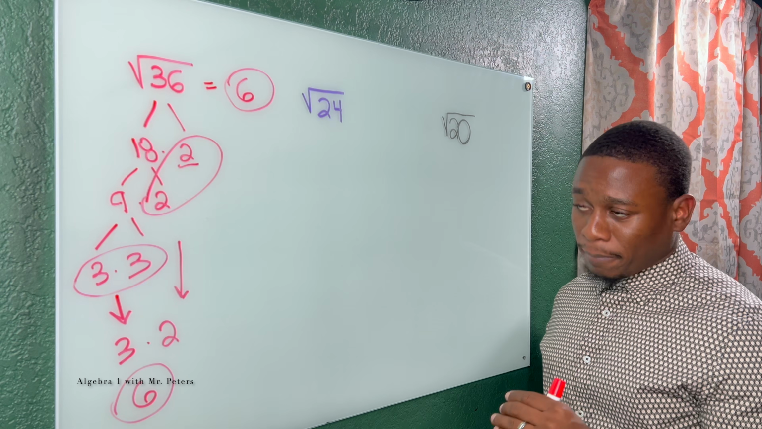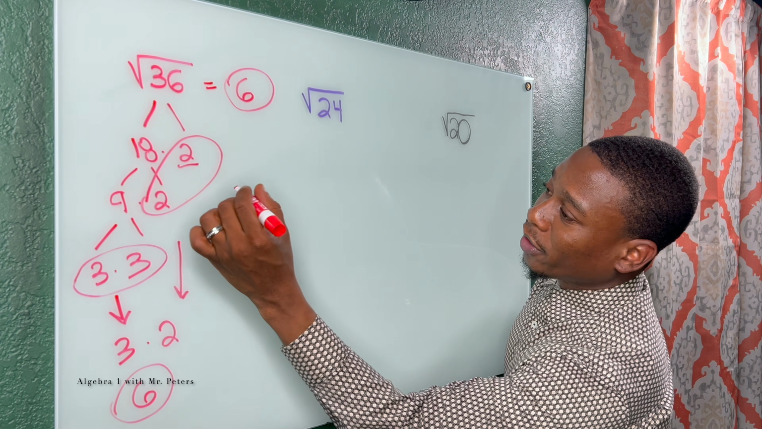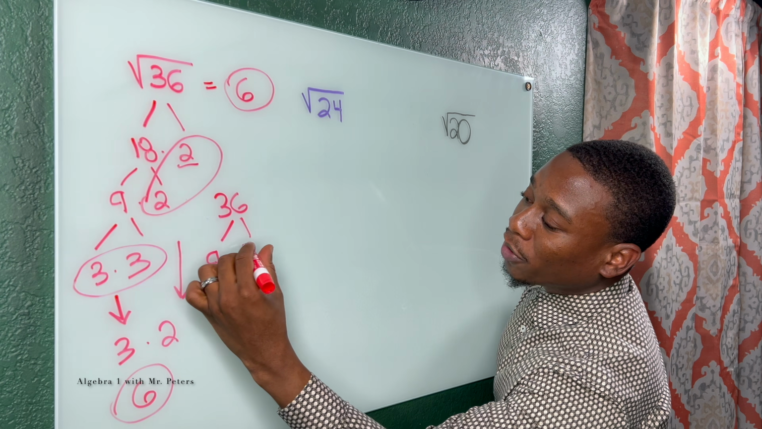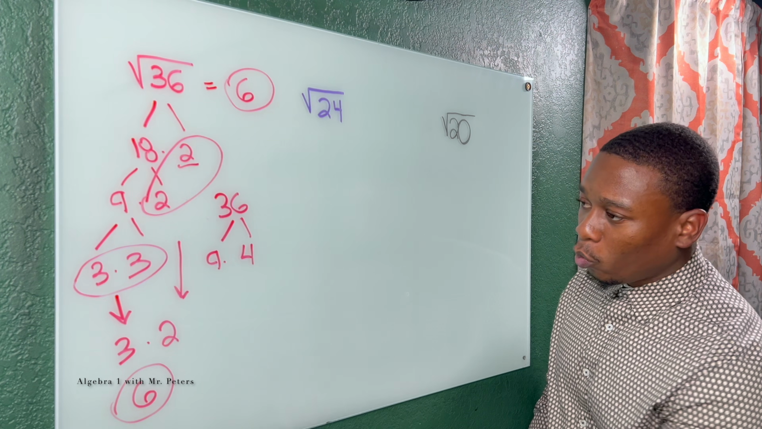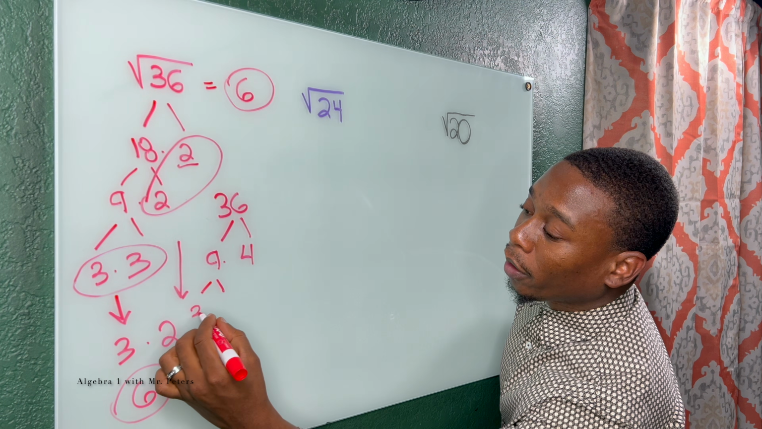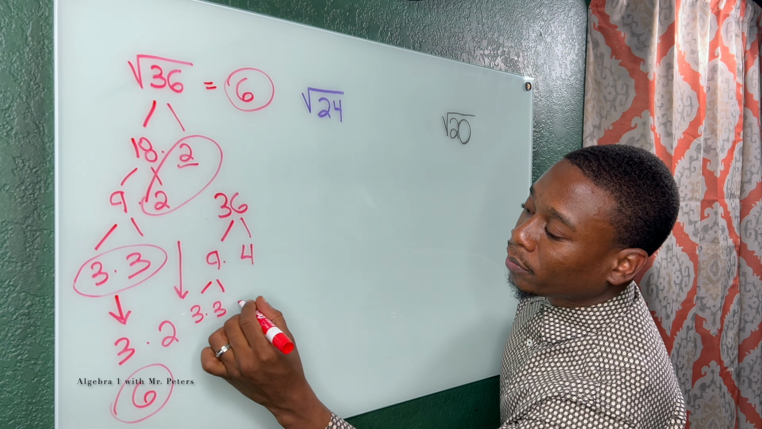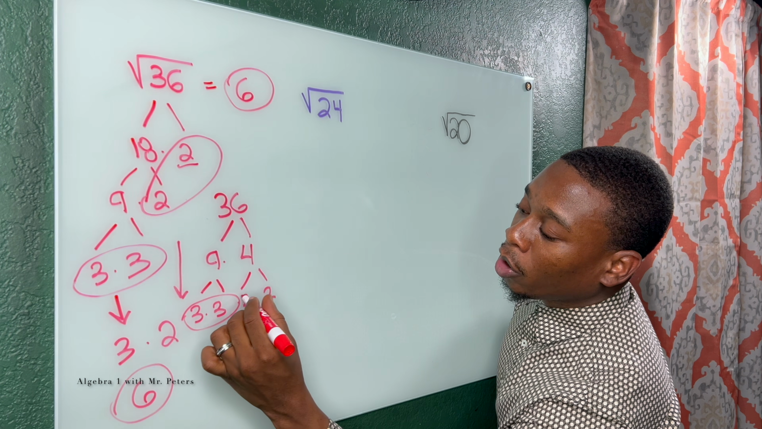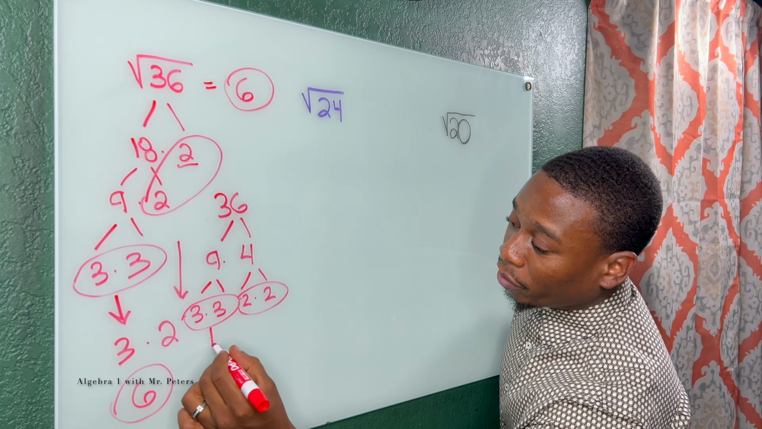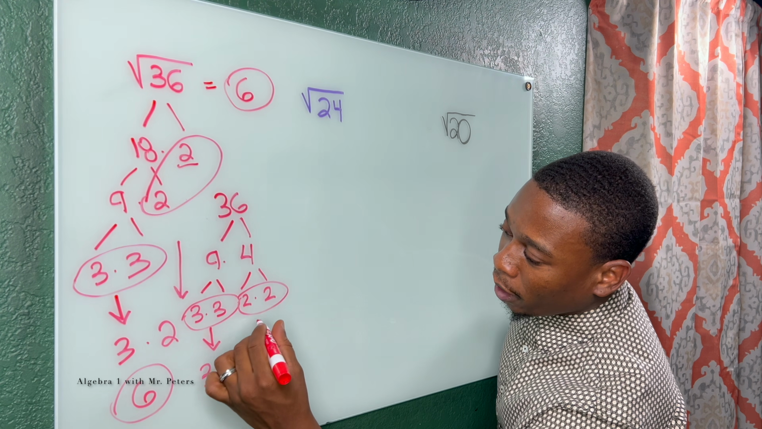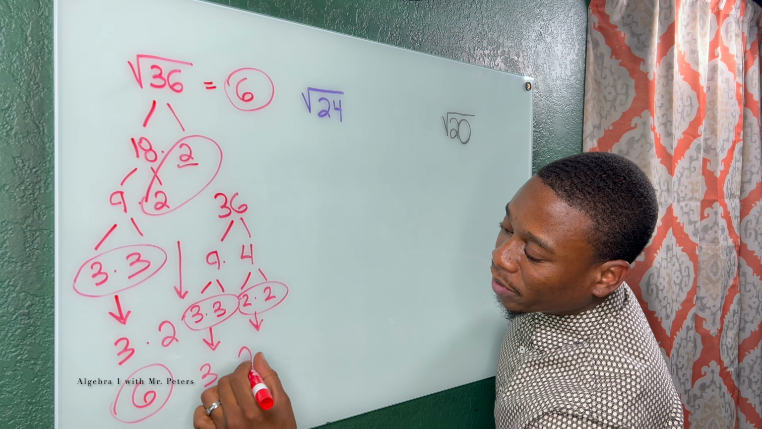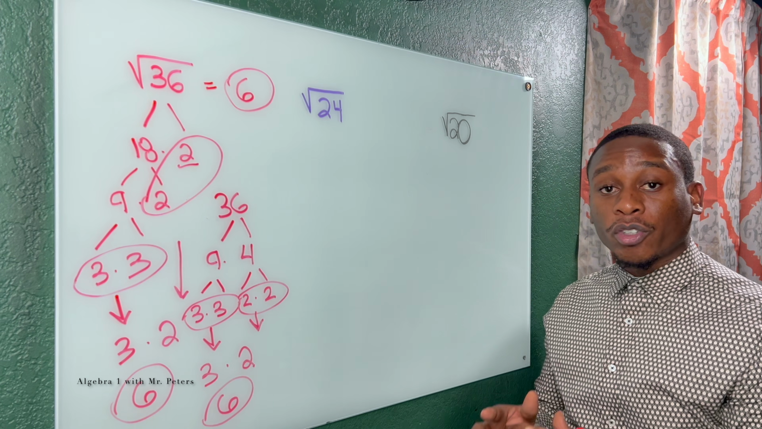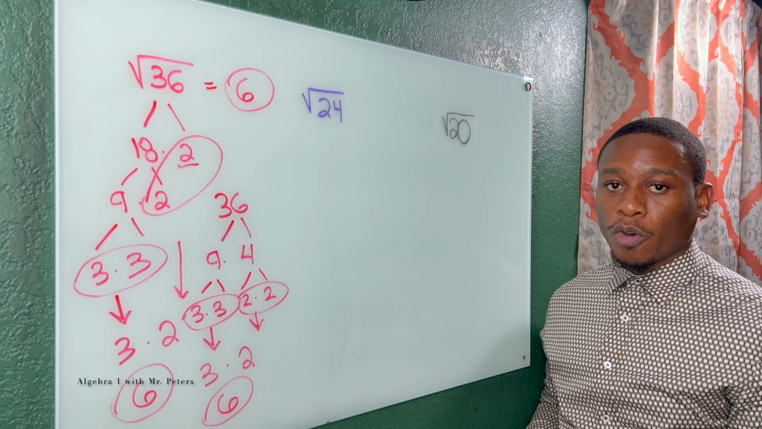Now let's say we didn't use those factors. Let's say for 36, we used 9 times 4. So right here, we would break this down as 3 times 3 times 2 times 2. And when we look, we'll get the same exact thing. We have a pair of 3's here, so this comes out as 3. And this pair of 2's comes out as 2. And once we simplify by multiplying, we're going to get the same answer of 6. This is why this method is so perfect.